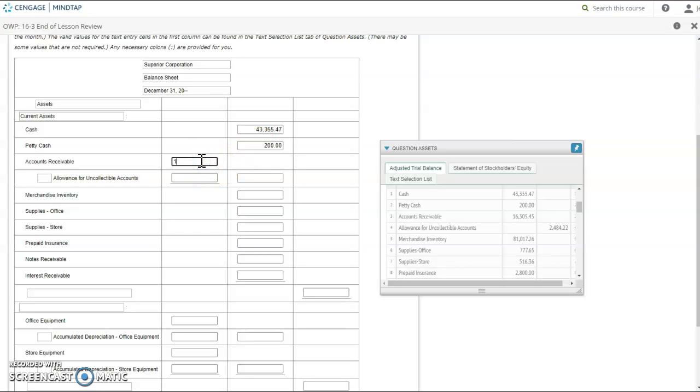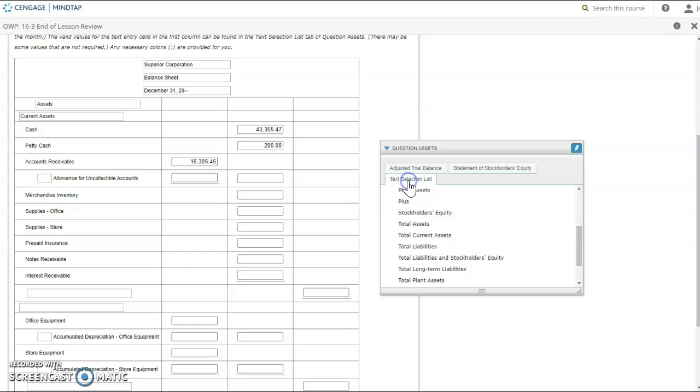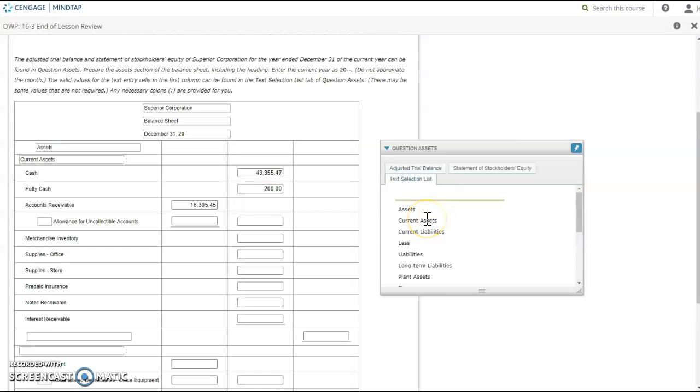Our accounts receivable is 16,305.45. And then here we need to put in a label. Now notice they do have this extra tab here that says text selection list. So this is kind of like a word bank that we might need to fill in. So all we're looking for here is this should say less.